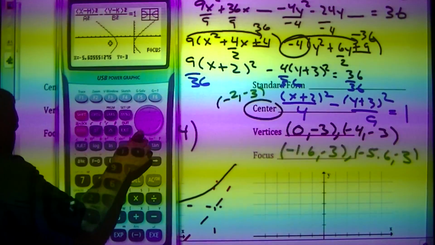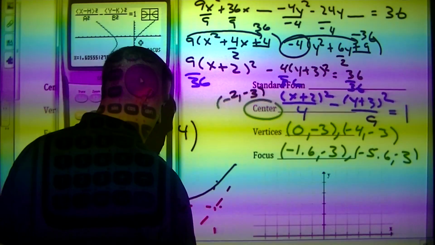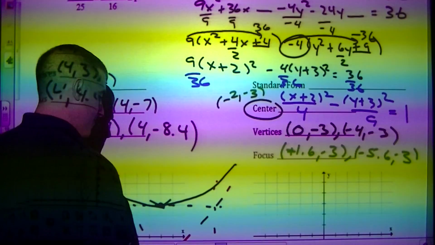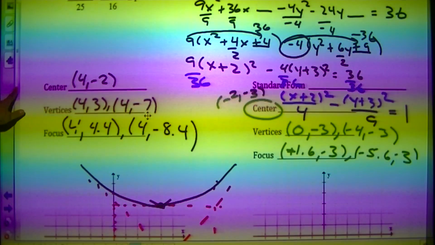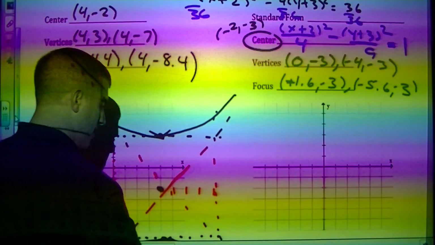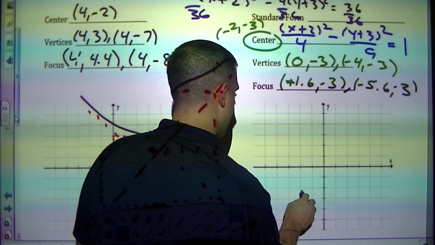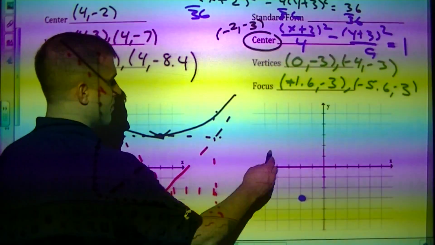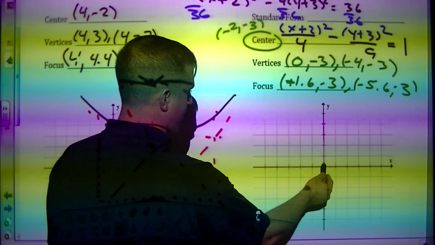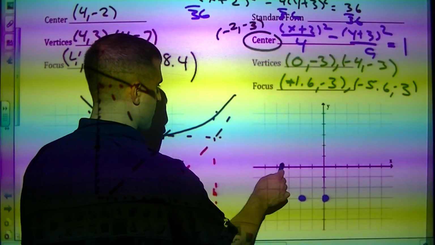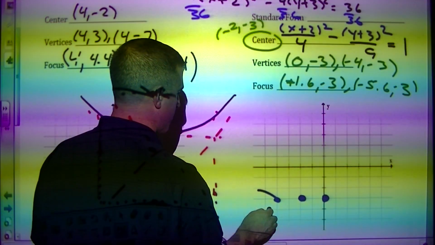Let me double check that real quick. All right, actually, I'm sorry, that's going to be positive. Okay, so I'm going to go ahead and graph some of this stuff, especially the center. -2, -3 would be here. My vertices are 0, -3, and then -4, -3. So I know it's opening this way.